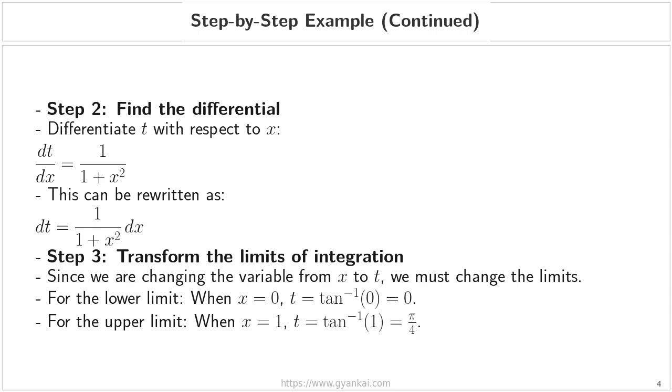Now, let's do the same for the upper limit. When x equals 1, we calculate inverse tangent of 1. The inverse tangent of 1 is pi over 4. So, when x is 1, t is pi over 4. So, to summarize, our new limits of integration will be from 0 to pi over 4, corresponding to the values of t when x is 0 and 1 respectively. This sets us up perfectly for the next step, where we'll actually perform the substitution and rewrite the integral in terms of t.